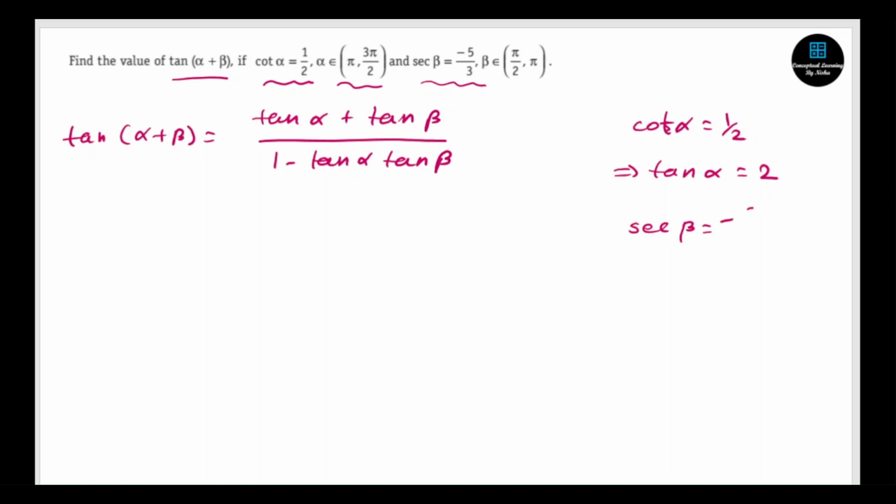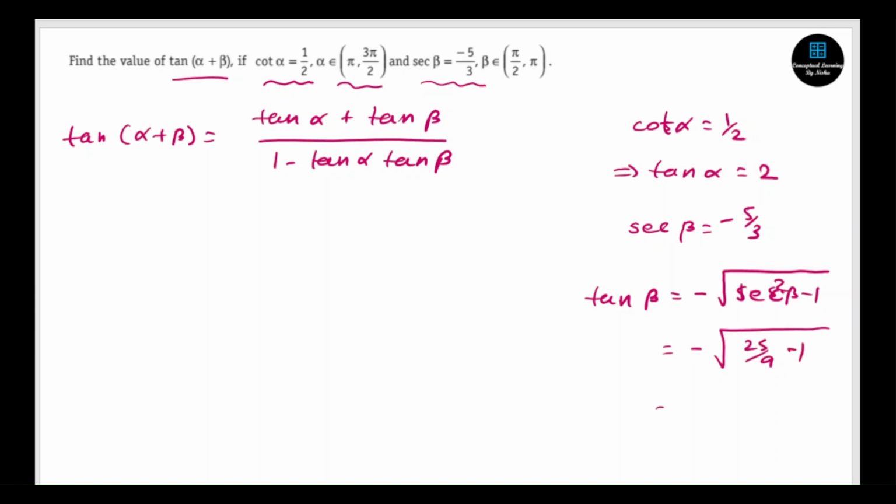So minus pi upon 3. Now tan beta, we know that that will be negative. So I'll just put the negative sign and then I'll write 1 minus sec square beta minus 1, and then I'll get minus 25 over 9 minus 1. When I simplify, I'll get 16 upon 9 and then minus 4 upon 3. So we got the value of tan alpha and tan beta.